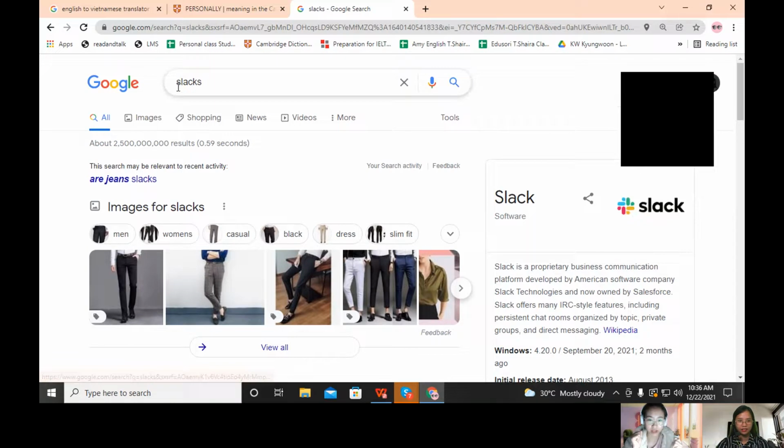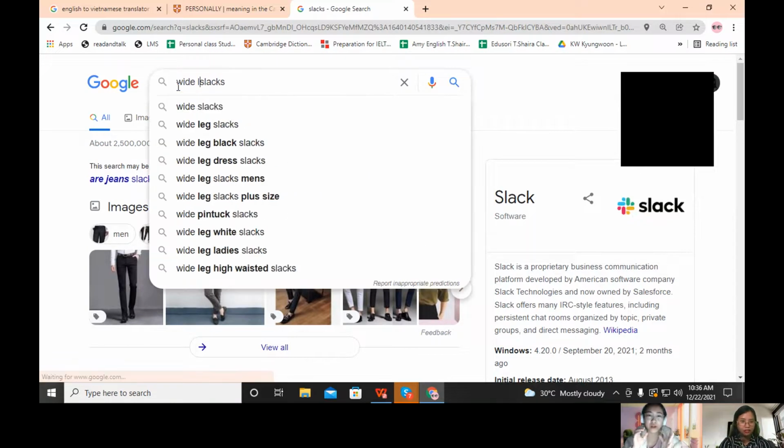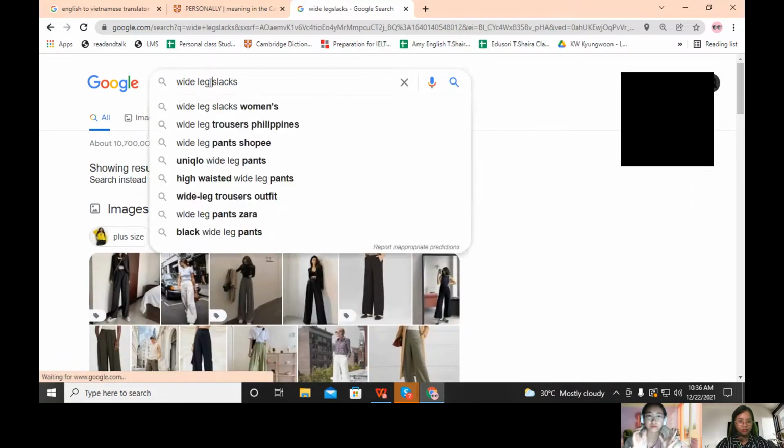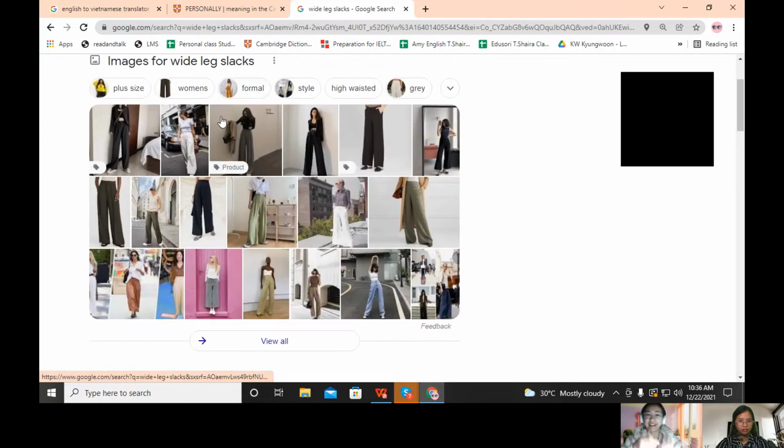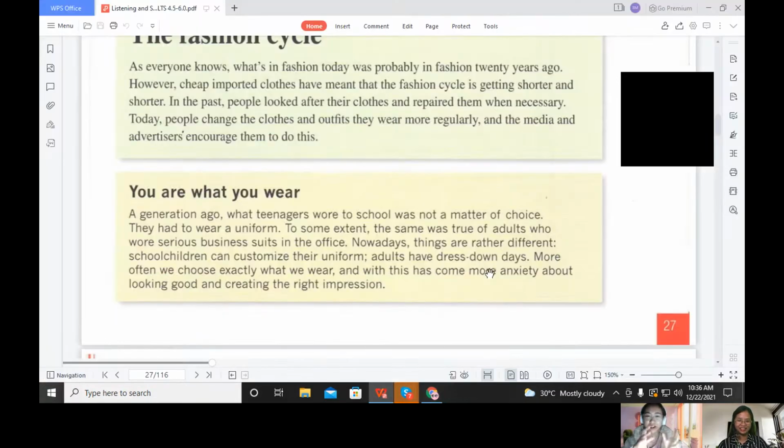This one? Yeah, but it's for the women. Yeah, like that. They wear the white leggings to school, and they have many jackets that look so fashionable.